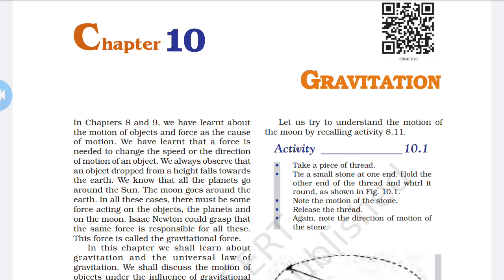All the planets revolve around the sun, as well as the moon revolves around the earth. In all these cases, one type of force acts on the object, and this force is known as the gravitational force.